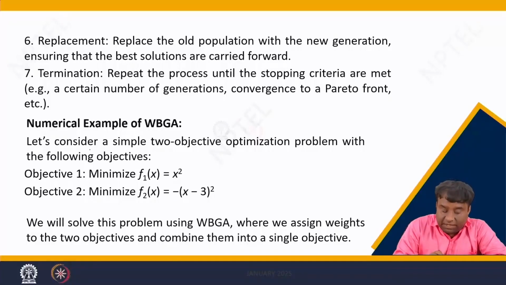So consider a simple two-objective optimization problem with the following objectives. Objective 1 is to minimize f1(x) = x squared. Objective 2 is to maximize f2(x) = (x minus 3) whole squared, or you can write it as minimize f2(x) = minus (x minus 3) whole squared. We'll solve this problem using WBGA, where we assign weights to the two objectives and combine them into a single objective.